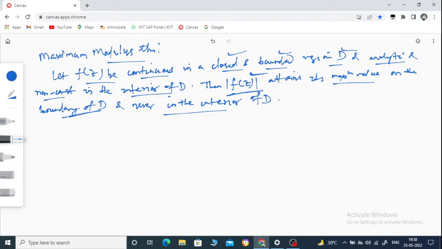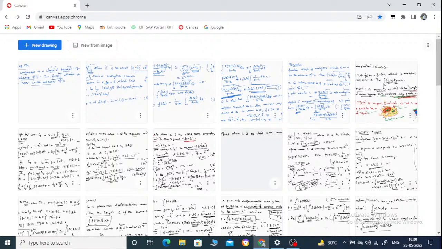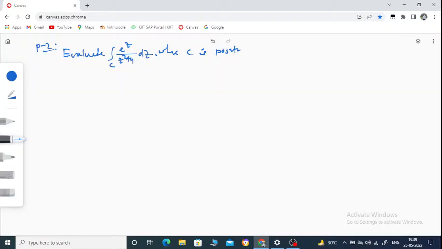now comes, let it be problem 2. Evaluate the integral of dz divided by z square plus 4, where C is the positively oriented circle |z − i| = 2.